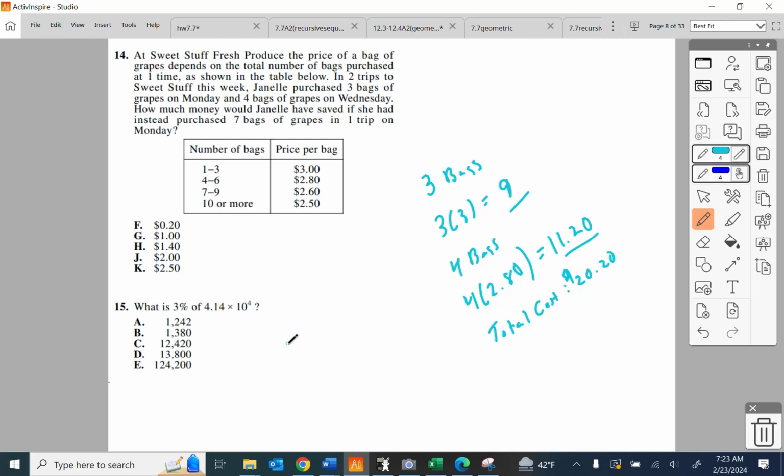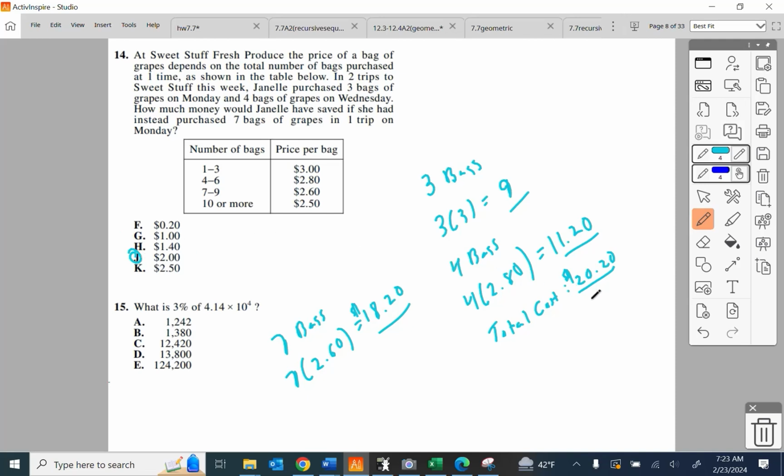Now, if she had just bought 7 bags, that's 7 times 260, which is $18.20, I think. Seems legit. 7 times 2 is 14, 420, yeah. So look at the difference. It's $2.